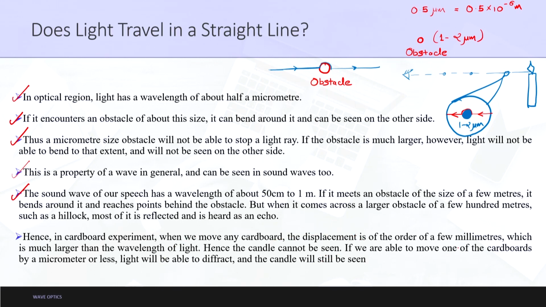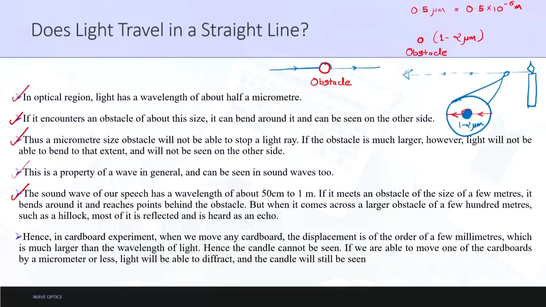If you are able to move one of the cardboards by a micrometer or less, as in 0.5 micrometers or 0.3 micrometers, that will be in a dimension similar to the wavelength of light, then the light can bend around the obstacle. The obstacle here can be the periphery of the pinhole we are talking about. So, if you are able to move one of the cardboards by a micrometer or less, light will be able to diffract. What diffraction is, we will get to know in subsequent slides.